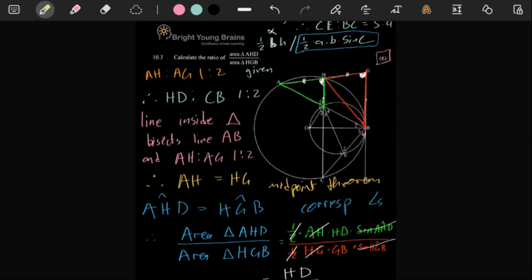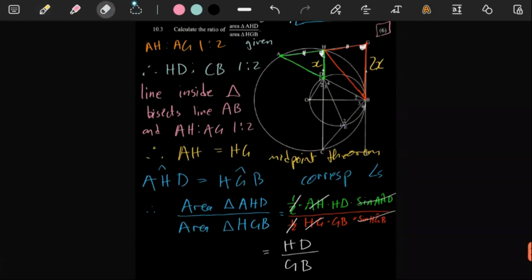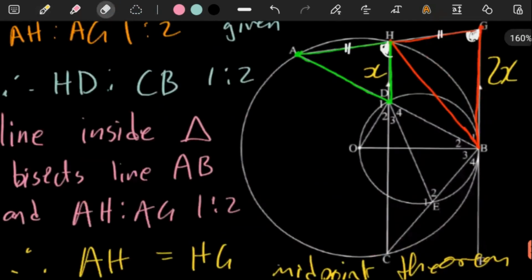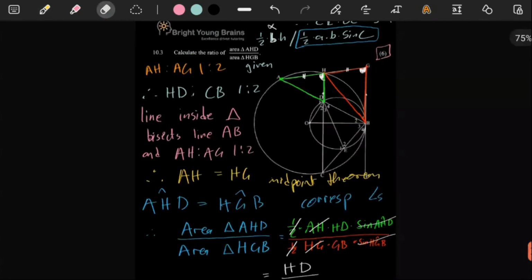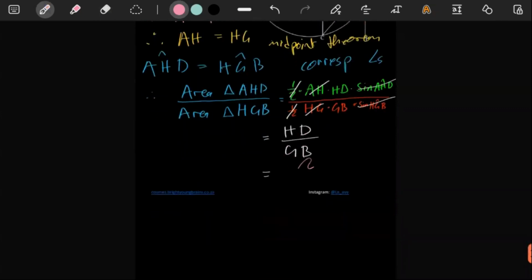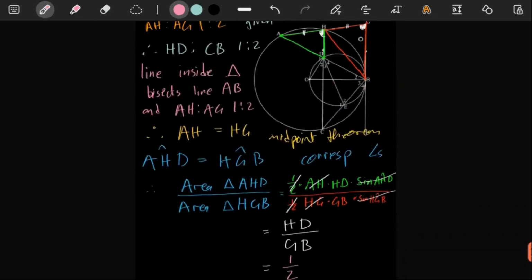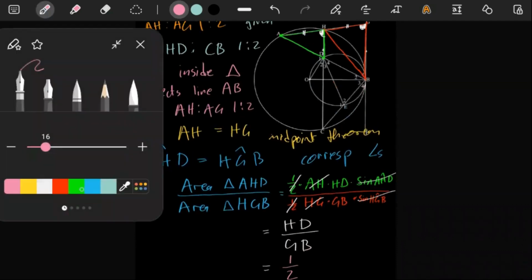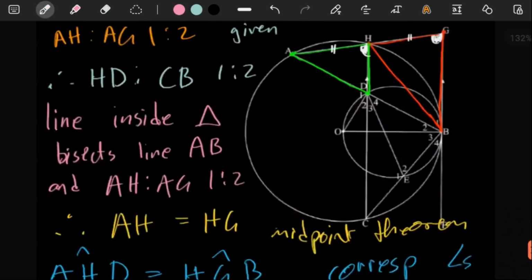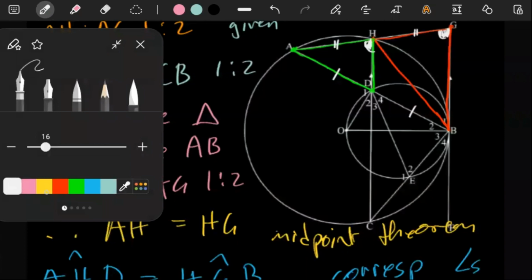We already know that this is just half of whatever this is. If this is X, this is going to be 2X. So we already know what the ratio of HD and GB is without needing to do something fancy or crazy. As long as we have this written out, HD over GB, we know that the ratio here is just 1 over 2, because HD, which is this line here, is definitely going to be double this line over there. And just to re-emphasize, these two are equal and these two are equal as well, and you have parallel lines here. So it's all the midpoint theorem coming together.